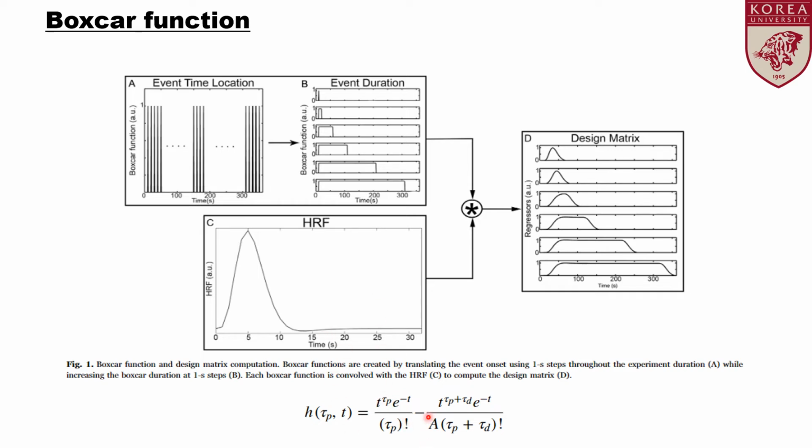And in this equation, a positive part is the modeling of the response, and a negative part is the undershoot. But if we want to make any study design, we can define this hemodynamic response function according to our experimental paradigm. So this boxcar function is actually a synthetic presentation of the experimental paradigm.